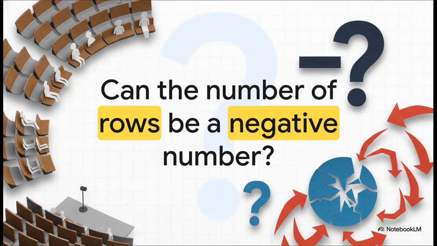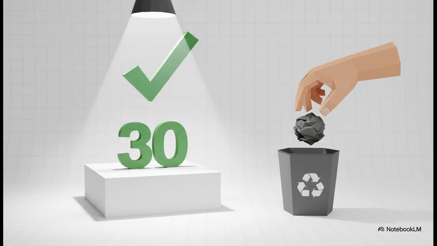But hang on a second. This isn't just a math problem on a page. It's about a real auditorium with real seats. So we have to stop and ask ourselves a common sense question. Can you actually have a negative number of rows? No, of course not. That makes zero sense in the real world. So we can just throw that negative solution right out.